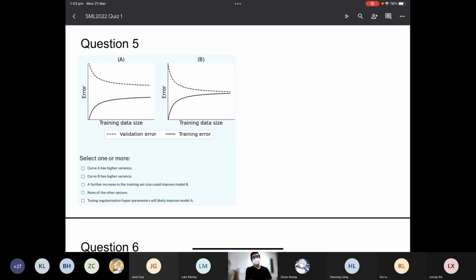And so lots of people chose curve B has higher variance, but you can probably see very easily here that the curve that has a higher variance is curve A, because there's still a large gap between the two errors. Okay.